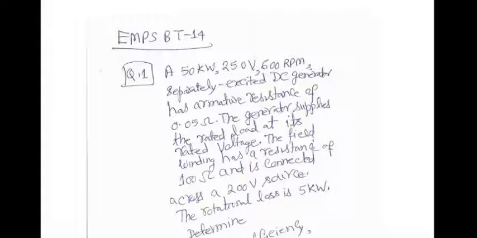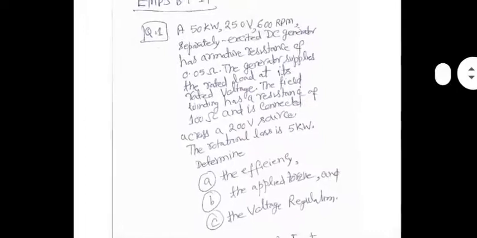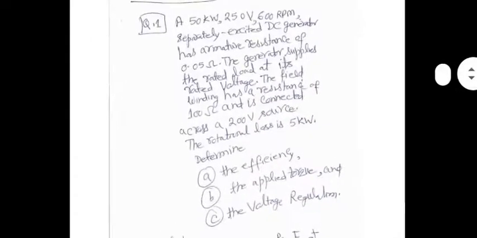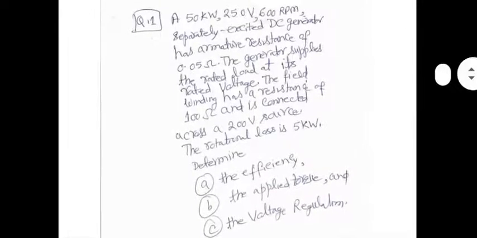The field winding has a resistance of 100 ohm and it is connected to a 200 volt source. So the field current will be 2 amperes, right? That's also easy to figure out. Rotational loss, which is the mechanical loss essentially, is 5 kilowatt. Okay, now the job is to calculate the efficiency, the applied torque, I'll come to the concept of torque in a minute, and the voltage regulation.